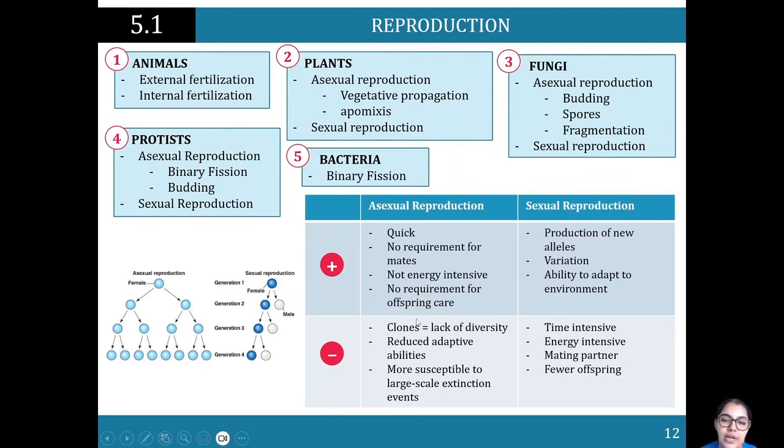Disadvantages of asexual reproduction are that, because it leads to the production of clones, there is a lack of diversity. It also leads to reduced adaptive abilities, and individuals are more susceptible to large-scale extinction events because of that lack of variation. The disadvantages of sexual reproduction are that it is time intensive, it is energy intensive, it does require mating, and it also leads to fewer offspring. So it's kind of like the opposite of the advantages of asexual reproduction.